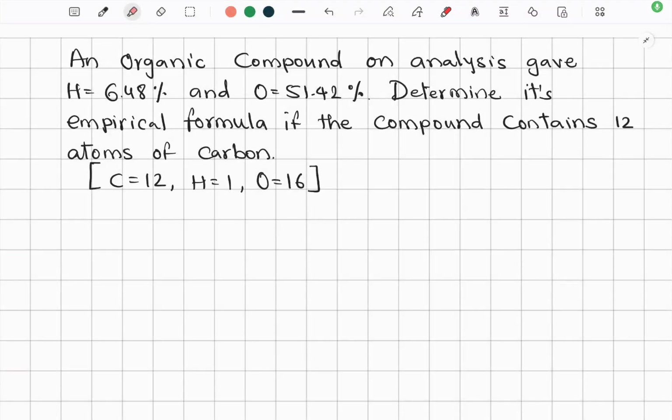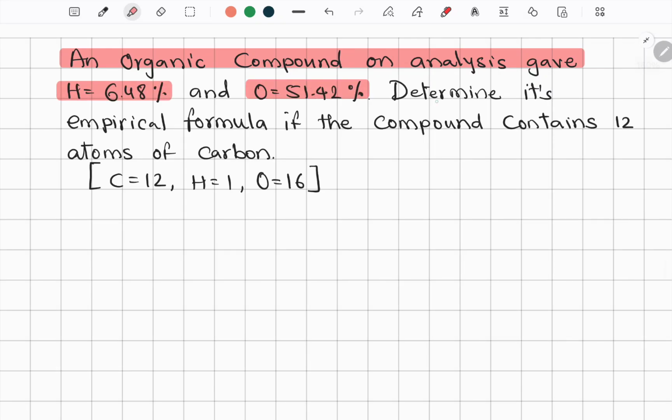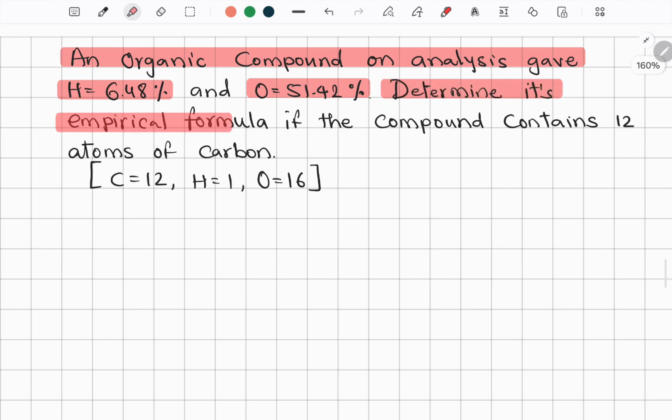Let's try to solve this question. The question asks: an organic compound on analysis gave hydrogen equal to 6.48 percent and oxygen equal to 51.42 percent. Determine its empirical formula if the compound contains 12 atoms of carbon.